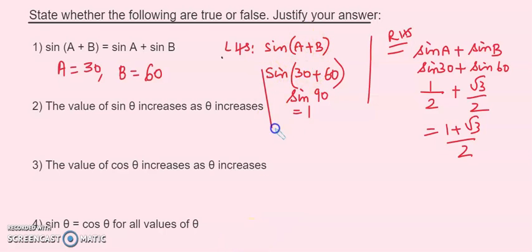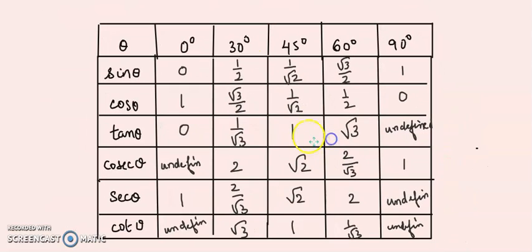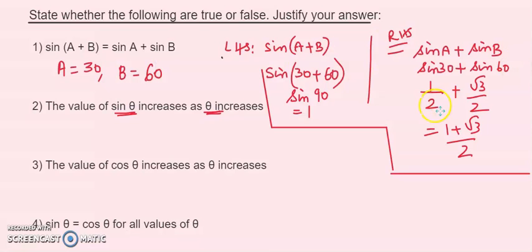Next, as the value of sine theta increases, the value of theta also increases. Yes, it does. How? If we go back to our table, the theta is increasing from 0 to 90 and our values of sine are also increasing, correct? So it is a true statement. So as sine theta increases, the angle increases. Yes, it's true.